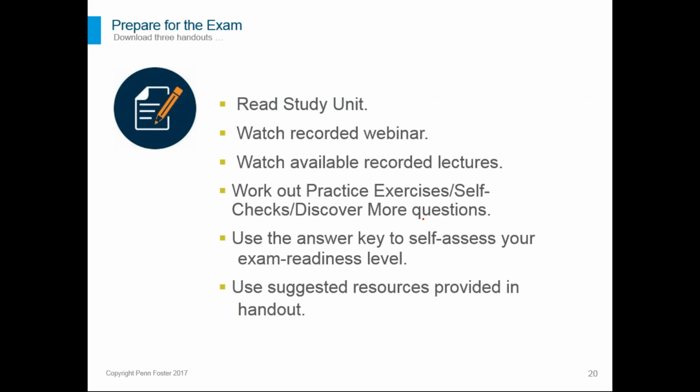On the other 2 handouts, you have instructions on where to find the answer keys for the discover more or the practice questions. It is a nice way to assess yourself, even if you don't have access to our school. If you're studying at night and we're not open, you can assess yourself. Look at the other handout and see what other resources you have within your portal for this course: any recorded lectures, the answer keys, where the units are, and so on.